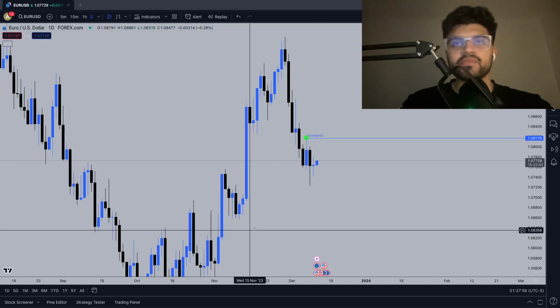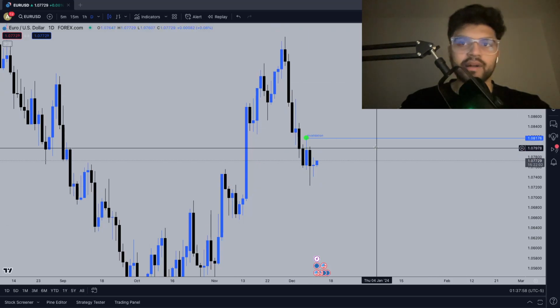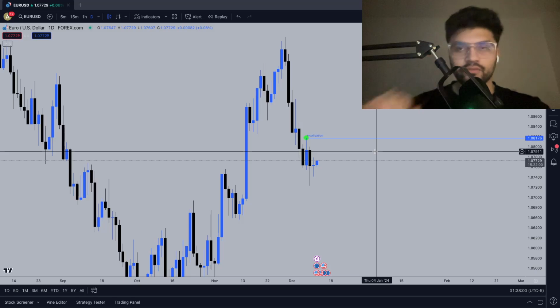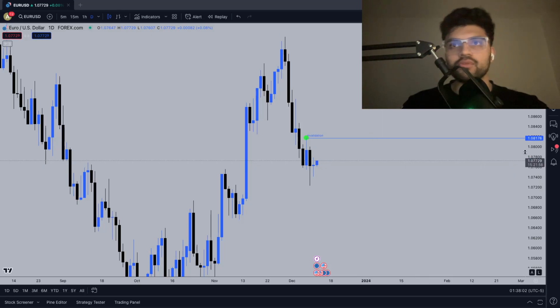In terms of the whole leg, it looked kind of bullish, but my daily bias method says bearish, so I'm just going to follow that. And I'm going to be looking for sells.